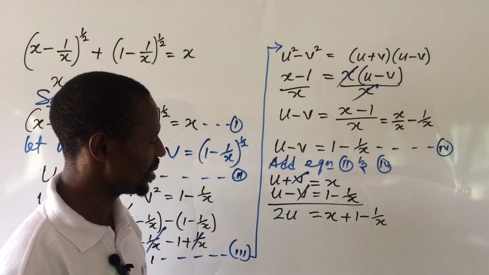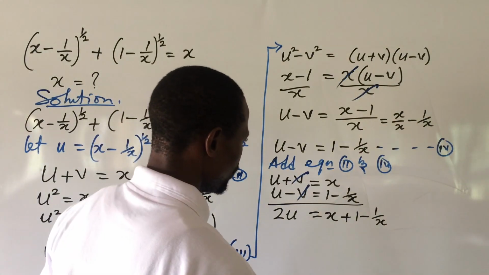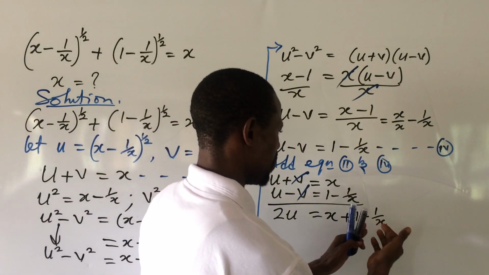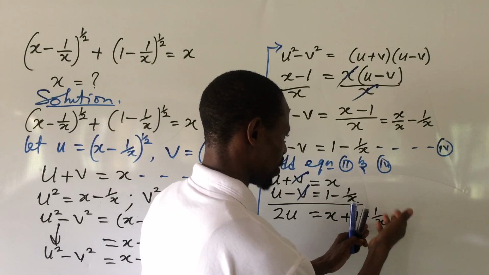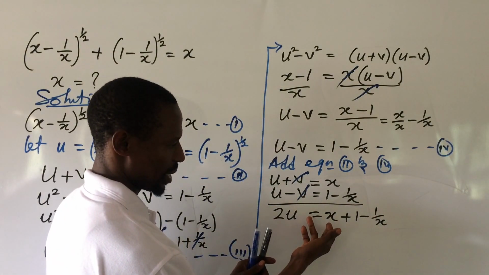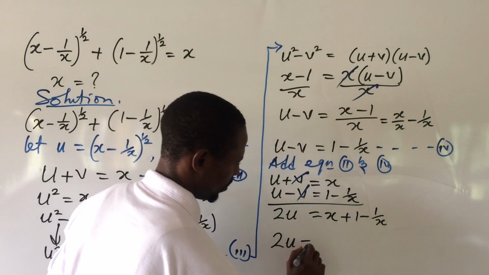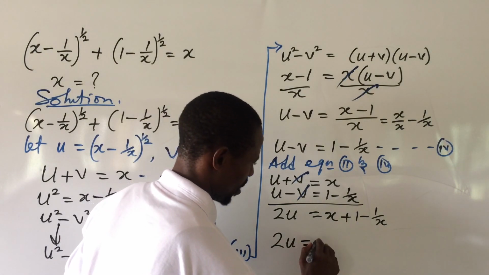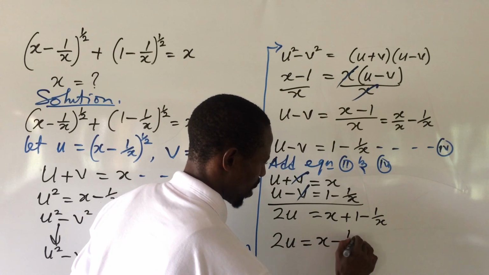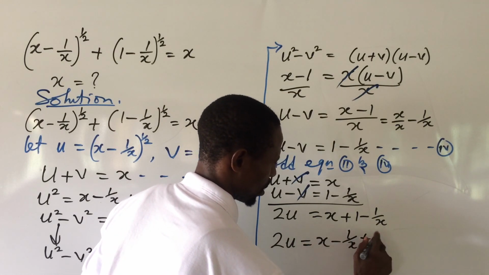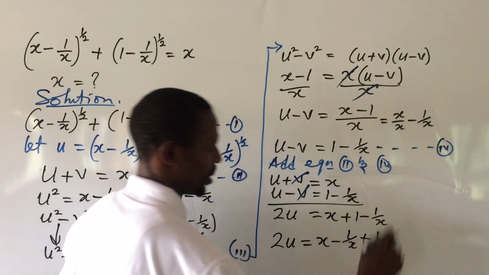Very easy. Now, if you look at this, we can bring this 1 all over x term to this other x, and so we now have 2u equal to x minus 1 all over x plus 1.